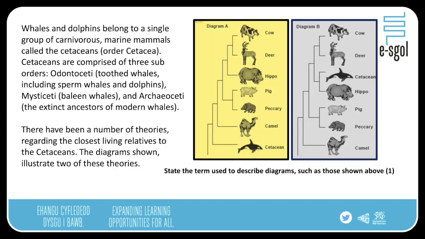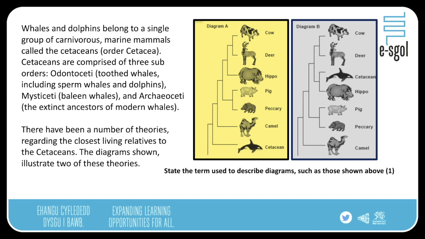Our second question contains some reading matter and two diagrams before we answer the question. Whales and dolphins belong to a single group of carnivorous, marine mammals called the cetaceans, order Cetacea. Cetaceans are comprised of three suborders: Odontocetae, toothed whales, including sperm whales and dolphins; Mysticetae, baleen whales; and Archaeocetae, the extinct ancestors of modern whales.